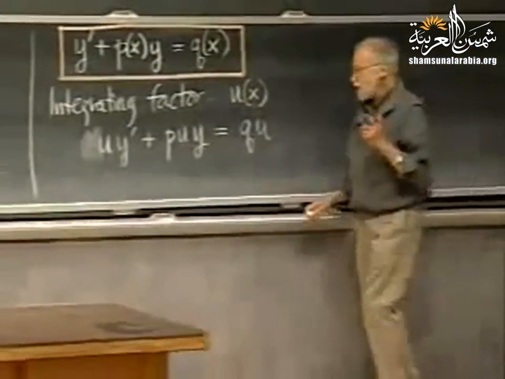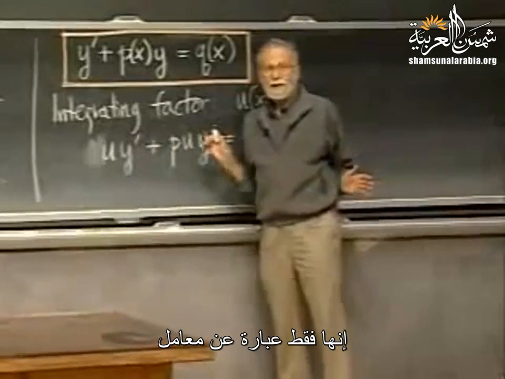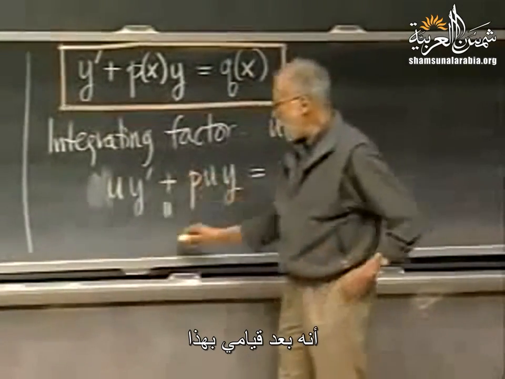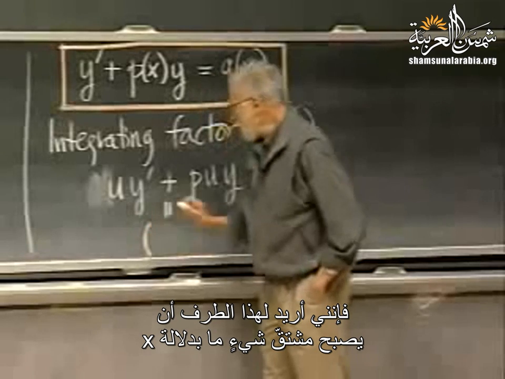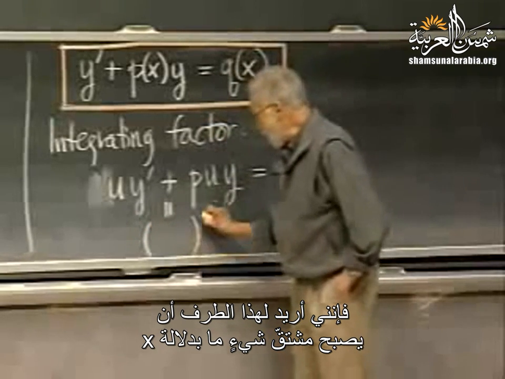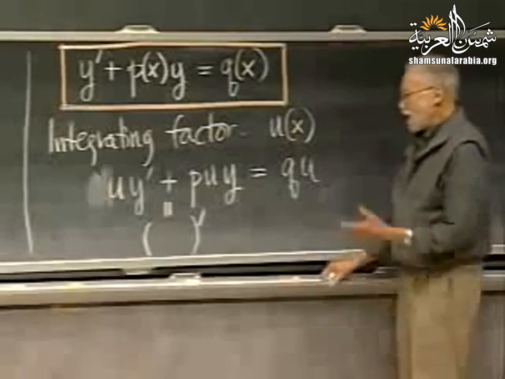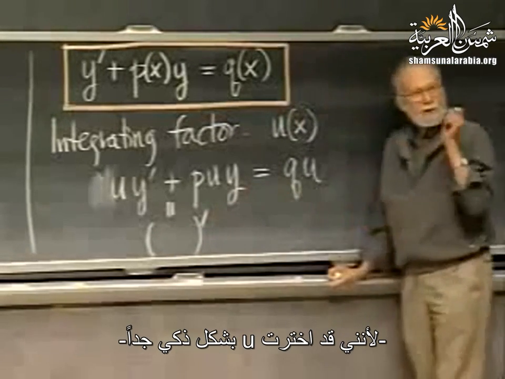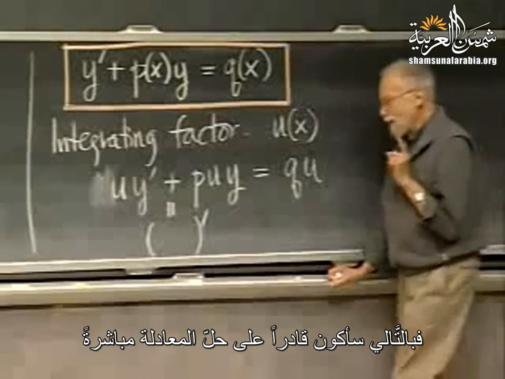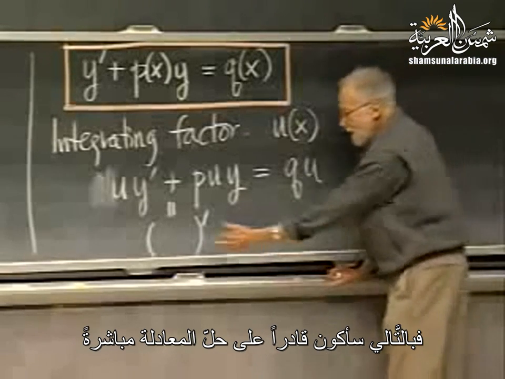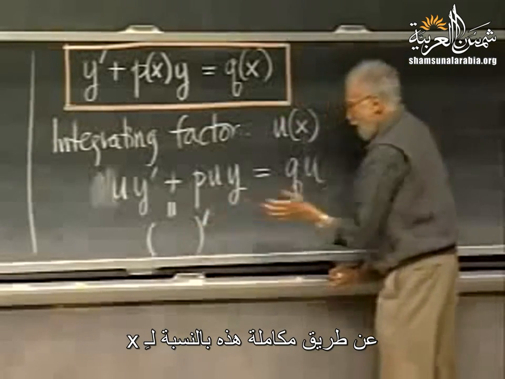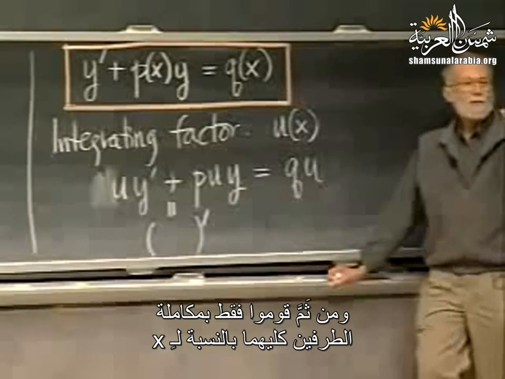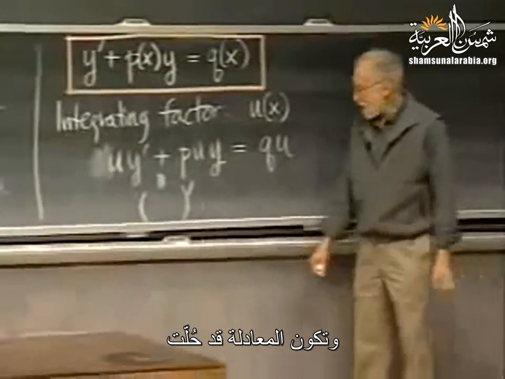And now this thing is, so far, just a factor. What makes it an integrating factor is that after I do that, I want this to turn out to be the derivative of something with respect to x. You see the motivation for that? If this turns out to be the derivative of something because I've chosen u so cleverly, then I'll be able to solve the equation immediately just by integrating this with respect to x and integrating that with respect to x. You just integrate both sides with respect to x, and the equation is solved.